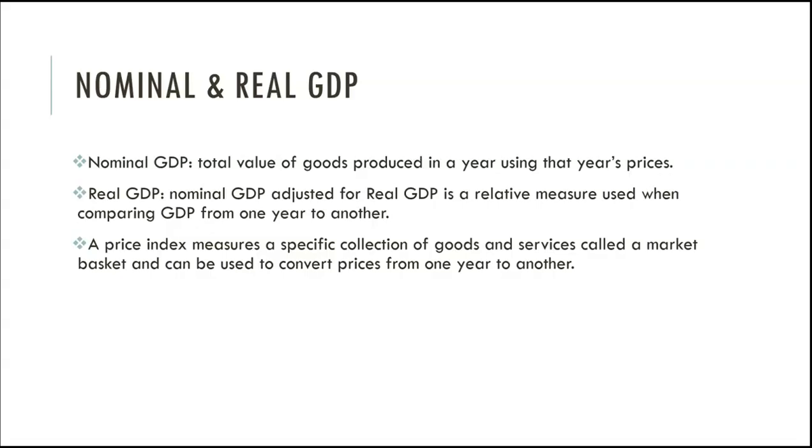A price index measures a specific collection of goods and services called a market basket. This is something that we can use to convert prices from one year to another. The consumer price index and producer price index are probably the two that are most widely used. They do not include all goods and services in the economy, and they tend to reflect one sort of aspect of economic life. Consumer price index, for instance, is going to try to look at how households are affected by inflation. One of the large things in the consumer price index is food.